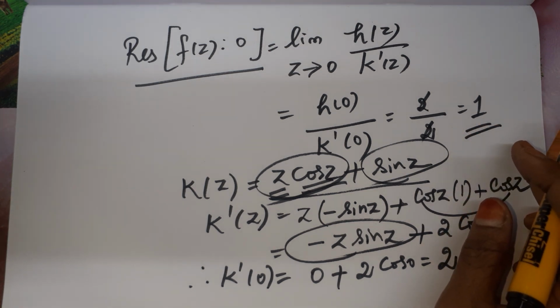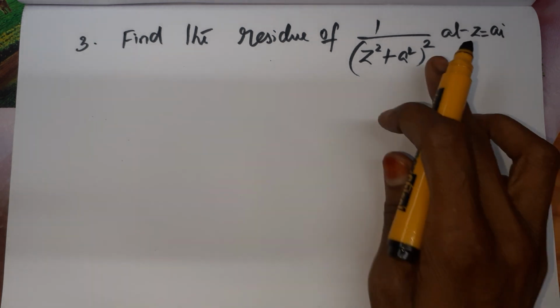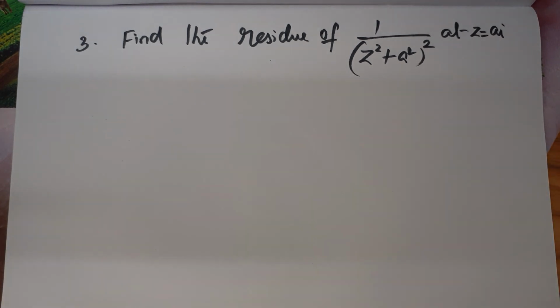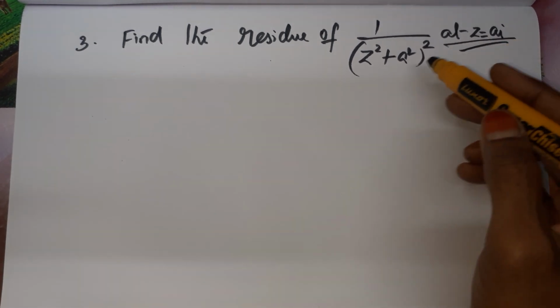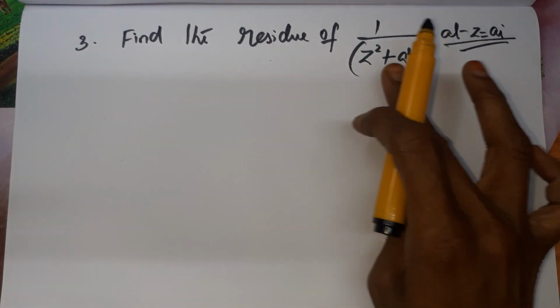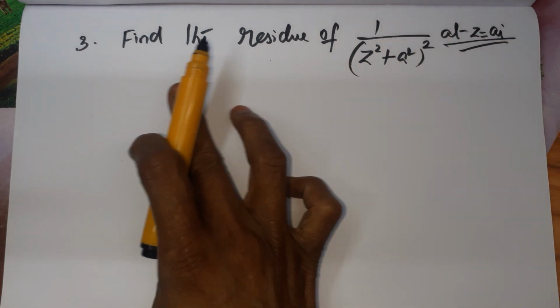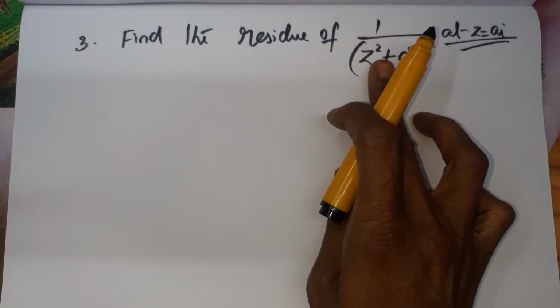Is it clear? The next problem is that we are going to find the residue of 1 by (z square plus a square) the whole square at z equal to ai. So the pole is given. Actually, if you look at the power, it is z square plus a square the whole square, total degree of 4. Okay. So there will be 4 poles. Among them, one pole is mentioned, z is equal to ai. At that pole we have to calculate the residue of the given function.